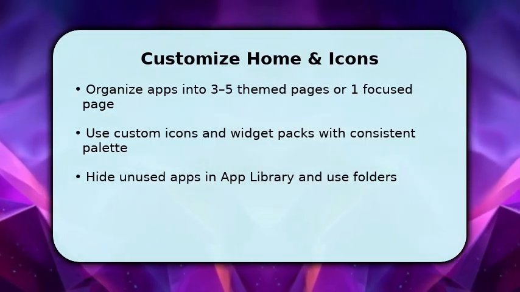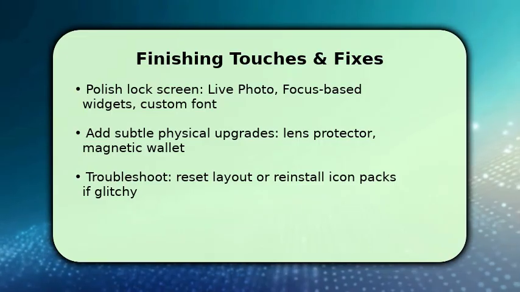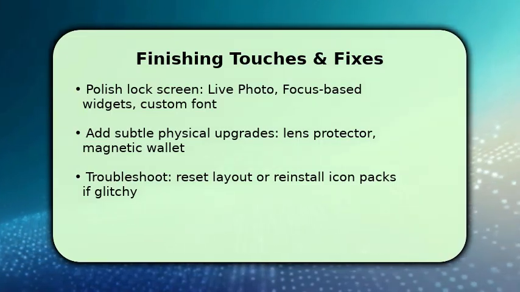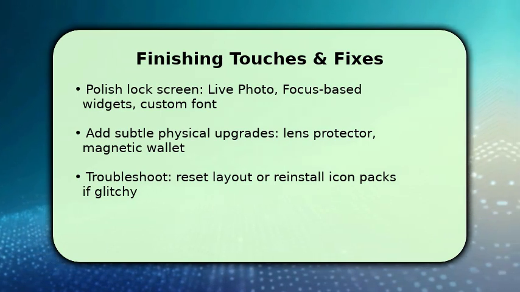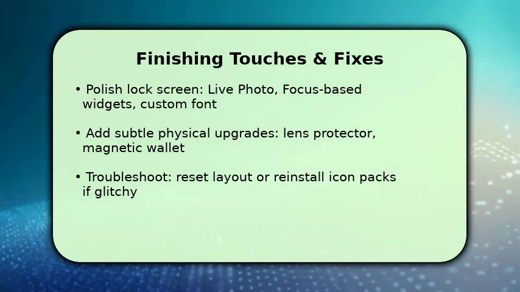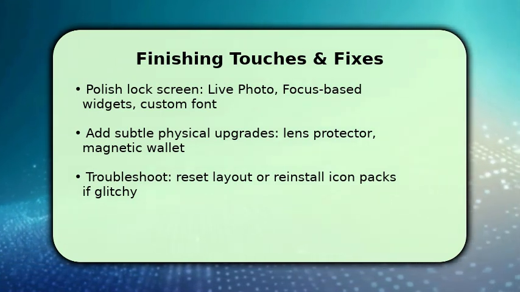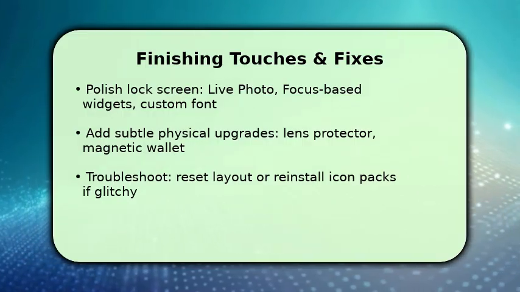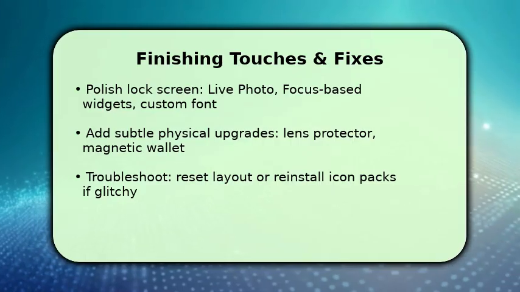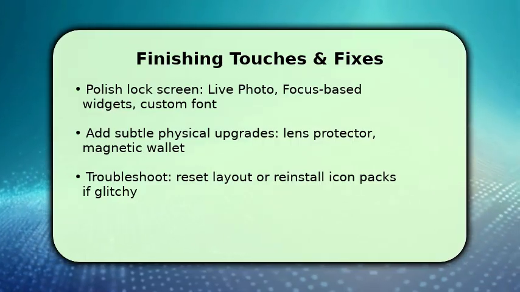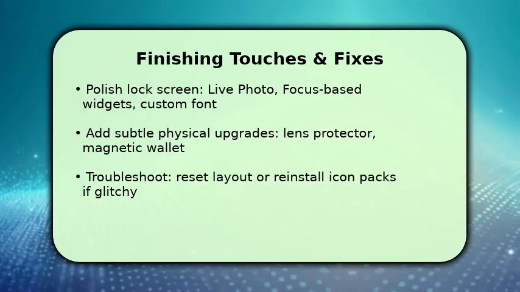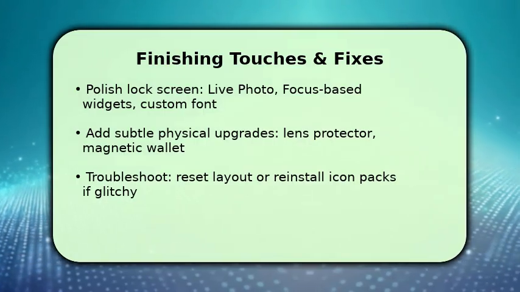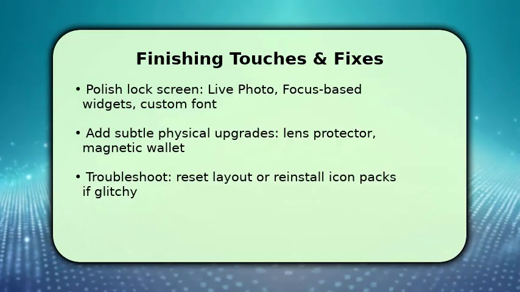To finish, tune the lock screen and subtle physical details so everything reads intentional. You should set a live photo or depth wallpaper, add focus-based widgets, and choose a custom font for lock and home screens. These small shifts change perception quickly. Add low-profile physical upgrades like a lens protector or magnetic wallet for utility and texture. If something breaks, reset home screen layout or reinstall icon packs and widgets to restore alignment and performance.